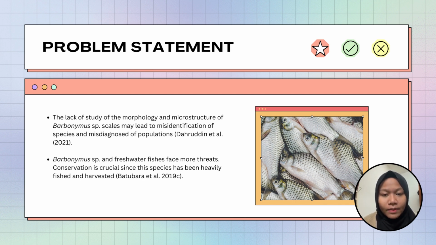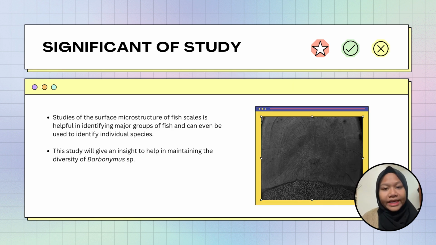Other than that, Barbonymus species and freshwater fishes face more threats. Conservation is crucial since this species has been fished heavily and harvested, and as a result, it is crucial to put conservation measures into action. Studies of the surface microstructure of fish scales are helpful in identifying major groups of fish and can even be used to identify individual species. This study will give an insight to help in maintaining the diversity of Barbonymus species.